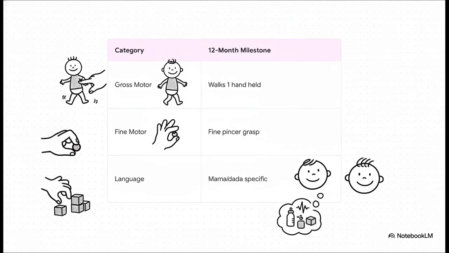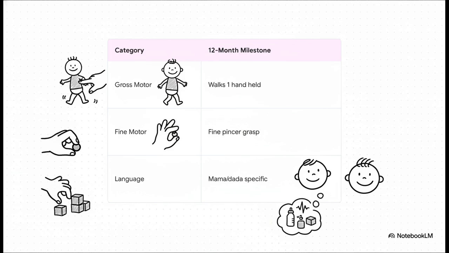Let's break down this cognitive trap. At 12 months, you have to distinctly separate gross motor skills from fine motor skills. A 12-month-old should be walking with one hand held or maybe standing alone. That's gross motor. But for fine motor, they need to have developed a fine pincer grasp. If they are still only using a primitive raking grasp at 1 year old, that is a significant fine motor delay.